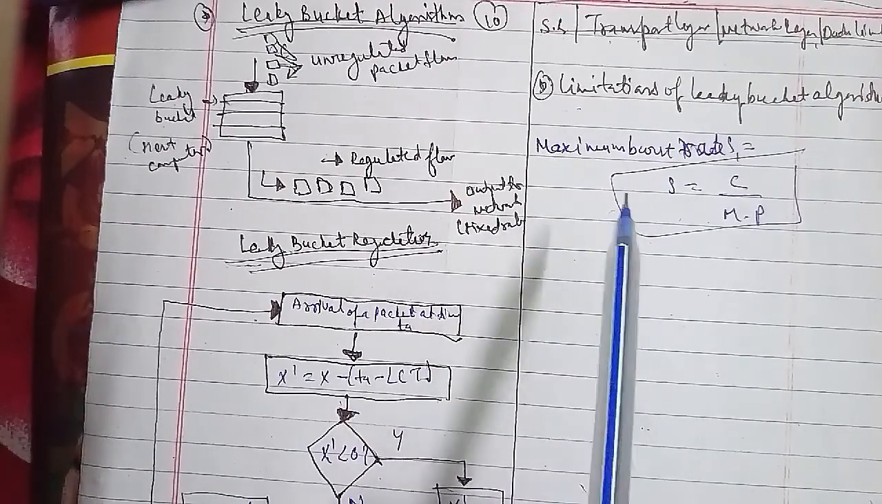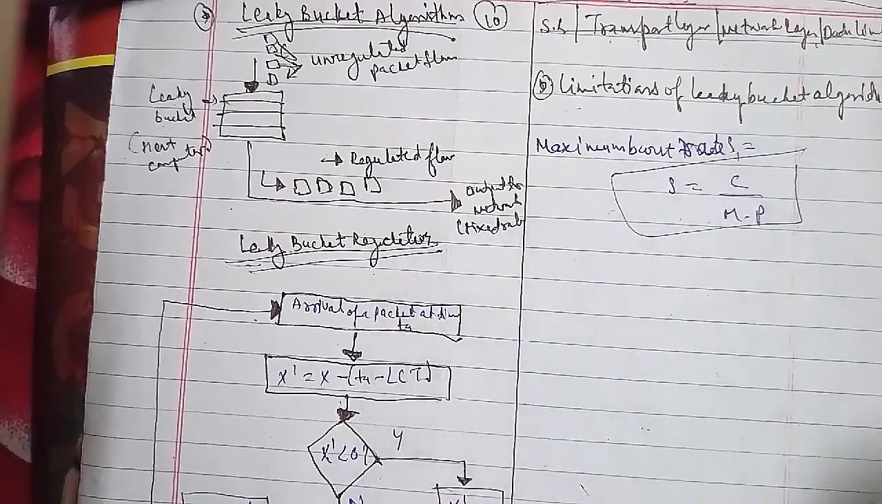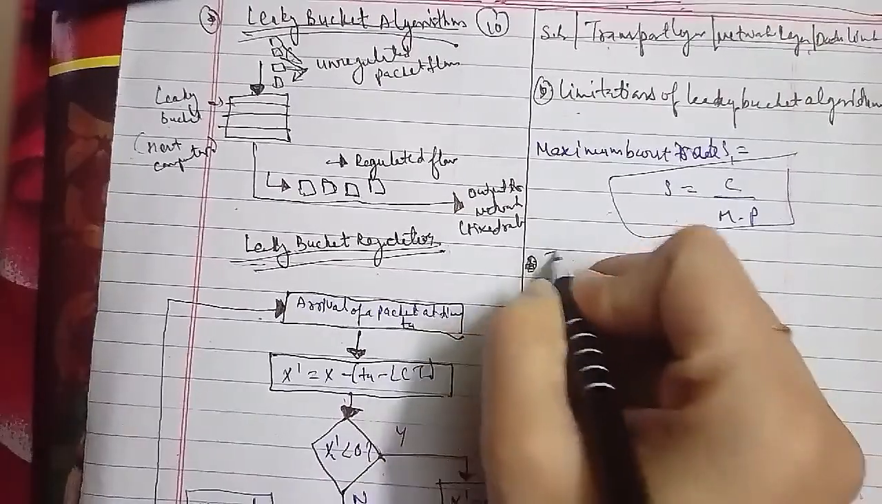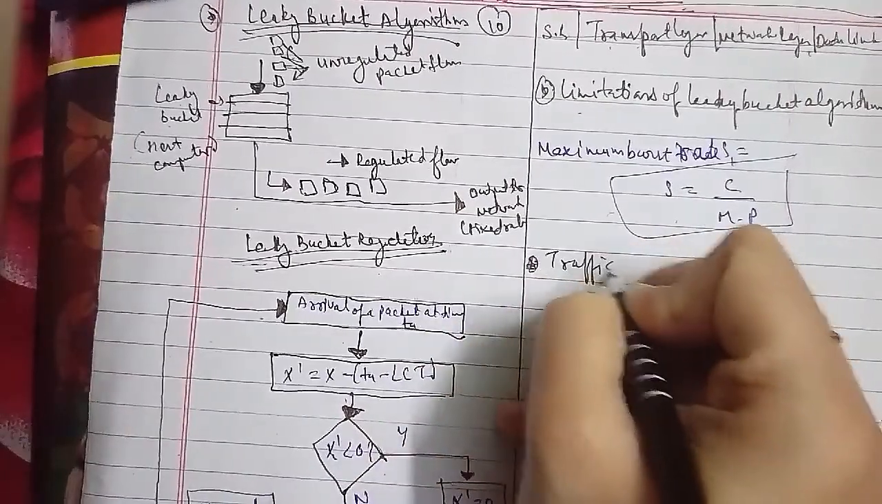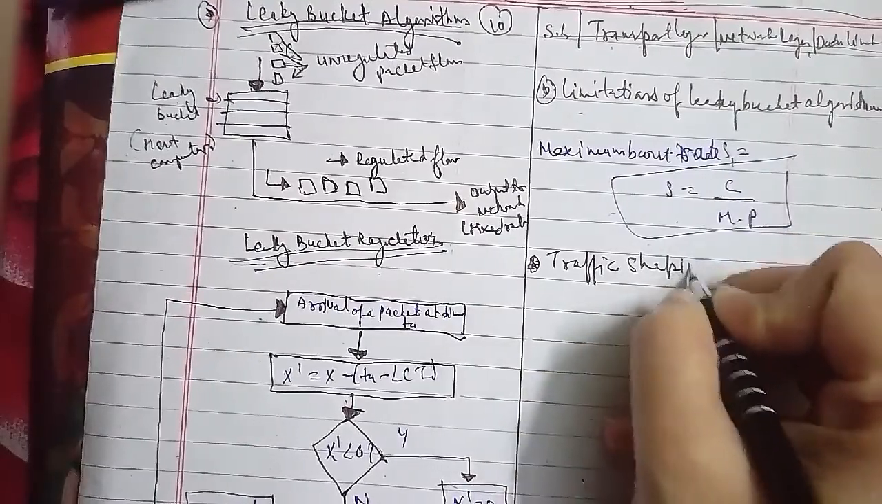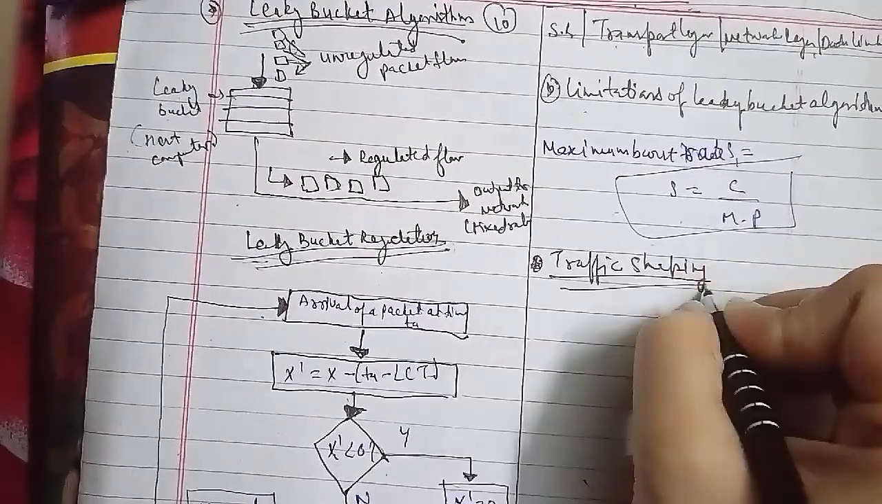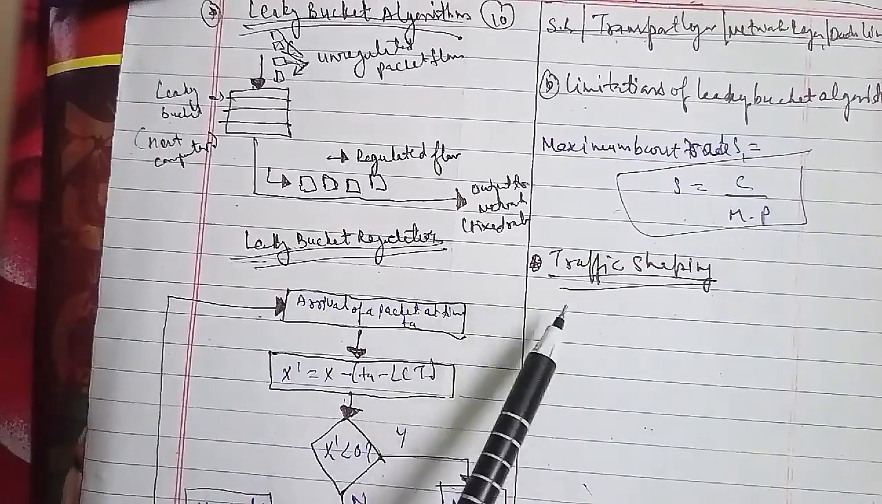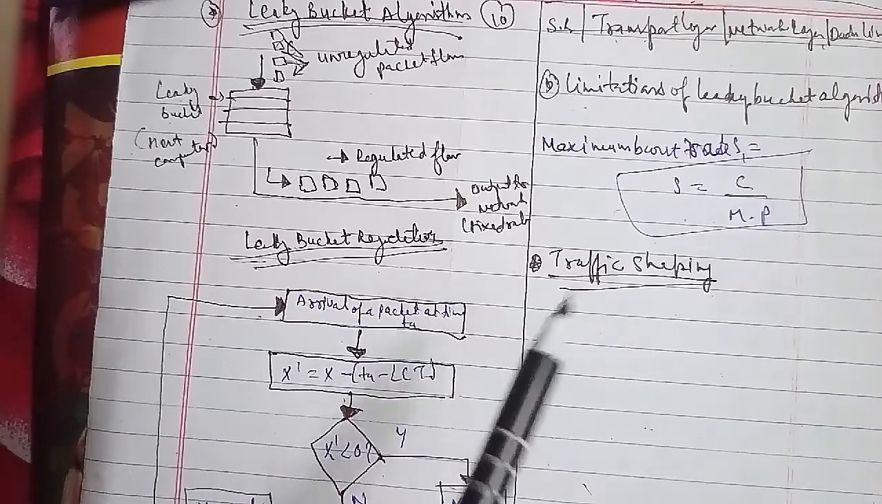The first algorithm is the leaky bucket algorithm, which we have even discussed in detail in this class. And the second is the token bucket algorithm, which we have discussed as well.